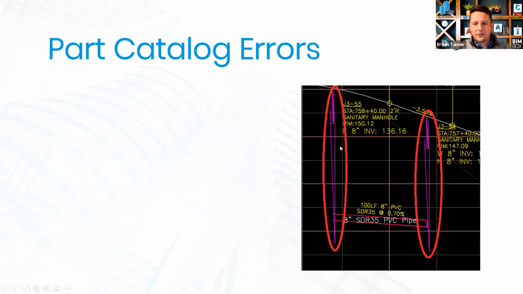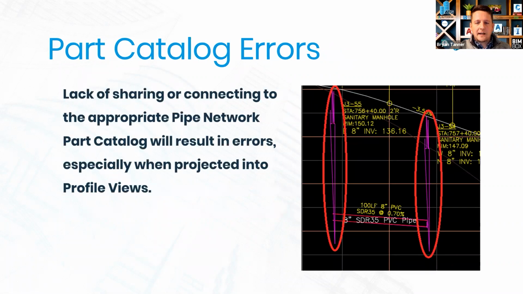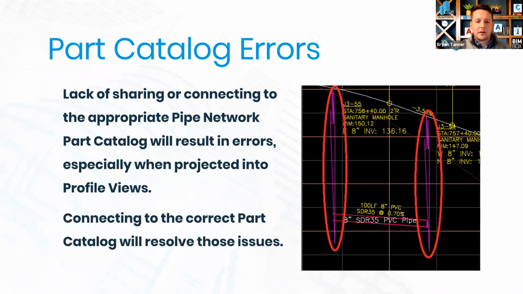Notice the structures that have been projected into profile view in this image. That is a significant issue that occurs simply because you're not connected to the correct part catalog that was used to develop that specific part that was included in the network layout. So lack of sharing or connecting the appropriate pipe network part catalog will result in errors like this. Simply connecting to the correct part catalog, even after the fact, and updating the drawing will resolve that issue for you.